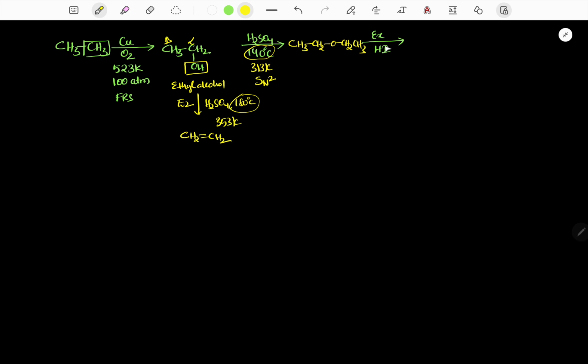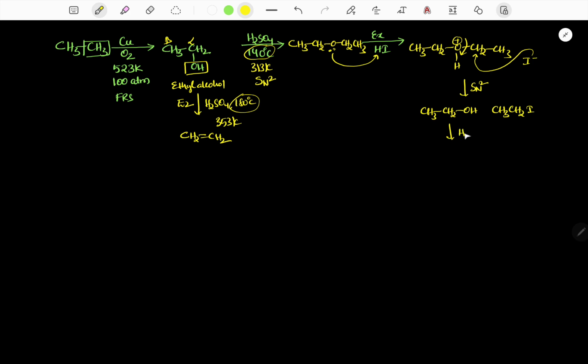Now this ether is treated with excess HI. The lone pair attracts the proton and gives the corresponding oxonium ion. Now the I minus attacks the primary carbon and the leaving group leaves. So it is an SN2 reaction and it gives the corresponding primary alcohol and primary iodide.